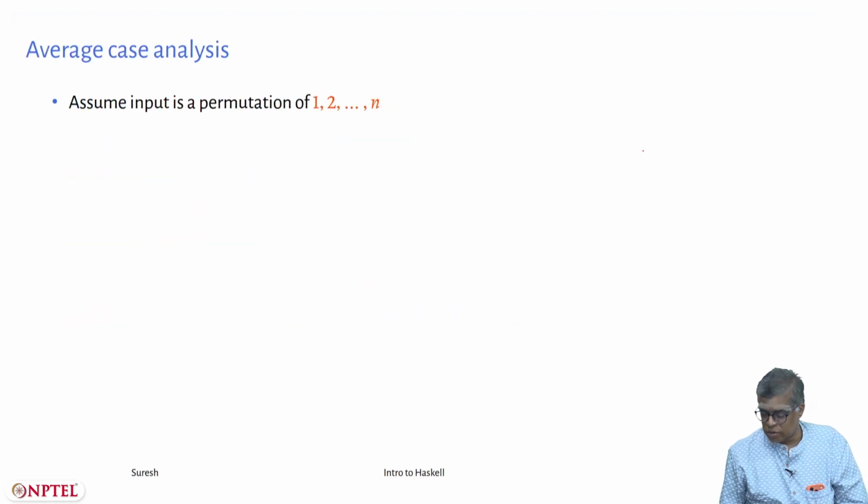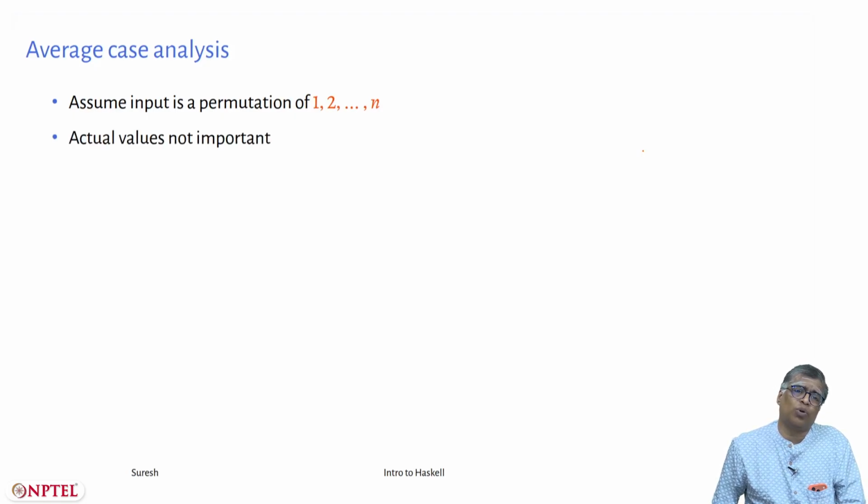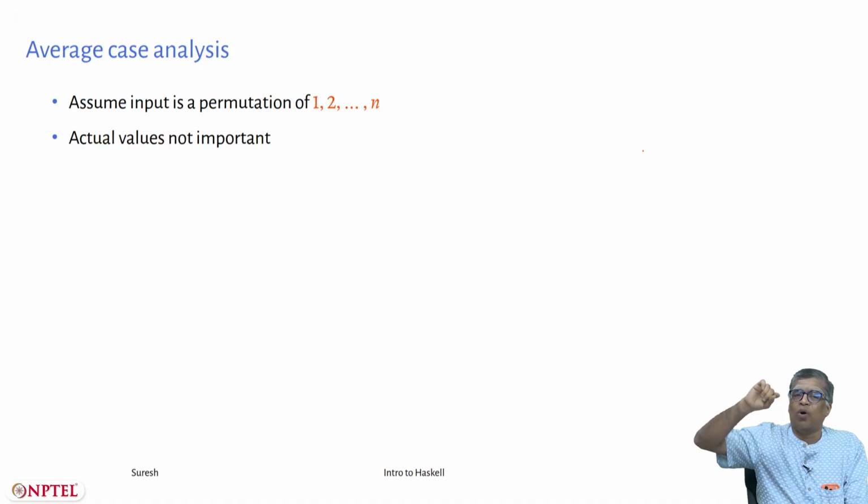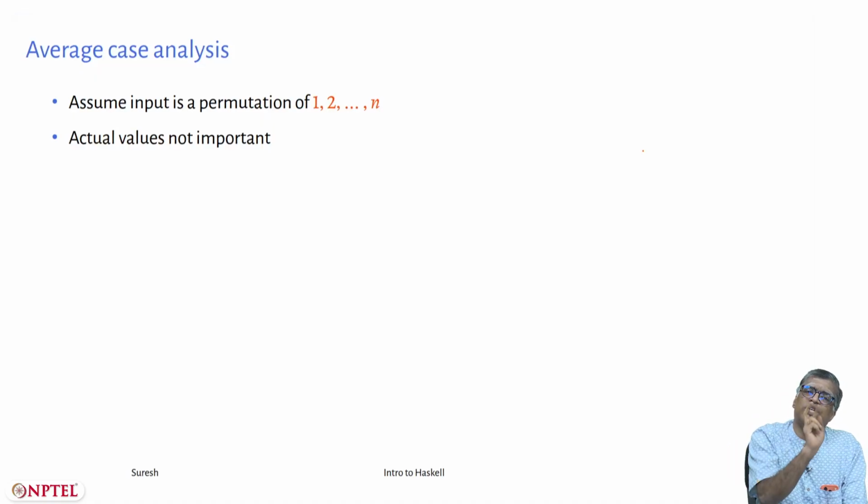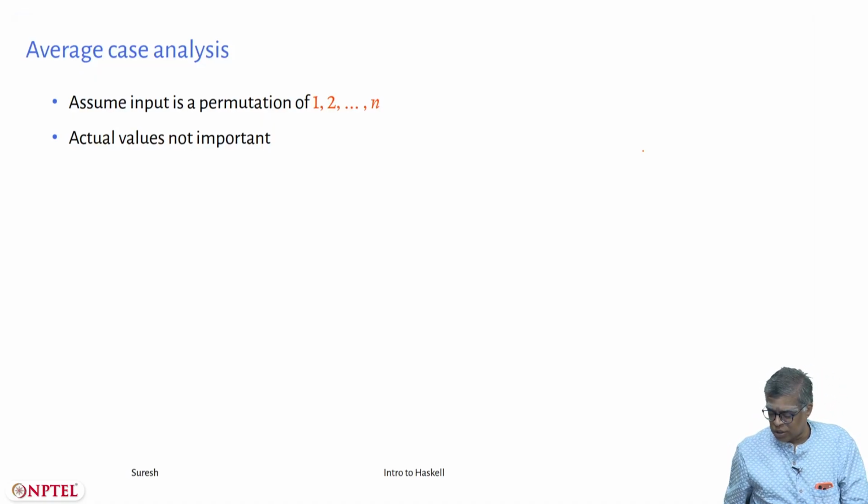Okay, so how do you do this? One way to do this is this: assume that the input is a permutation of 1, 2 to n. The actual values are not important. All that is important is how each element compares with other elements. Is it less than, equal to, or greater than? That's all that is important. So if you have a list of length n, you might as well think of it as 1, 2 to n.